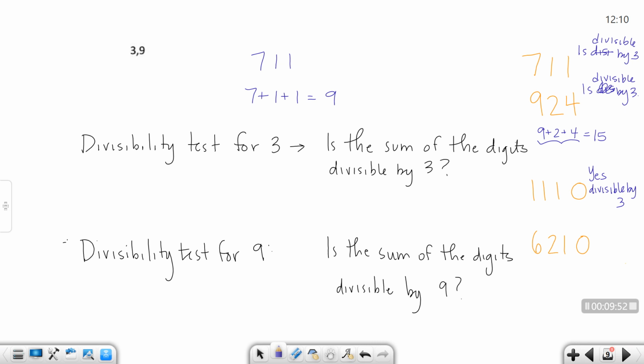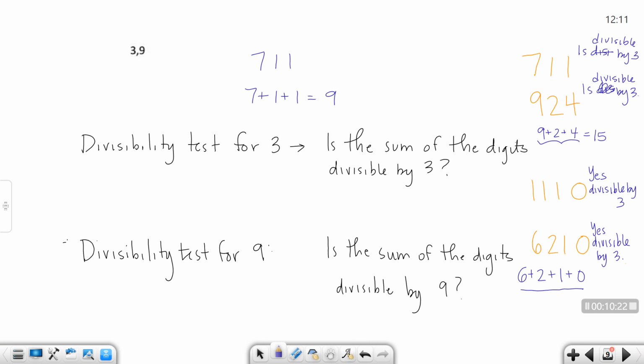6,210. 6 plus 2 plus 1, that's 8 plus 1, that's 9. 9 is divisible by 3. So again, this rule says you're going to take your digits, 6 plus 2 plus 1 plus 0, and when you add those up, you get 9. 9 is divisible by 3, and that's how you do your divisibility test for 3.